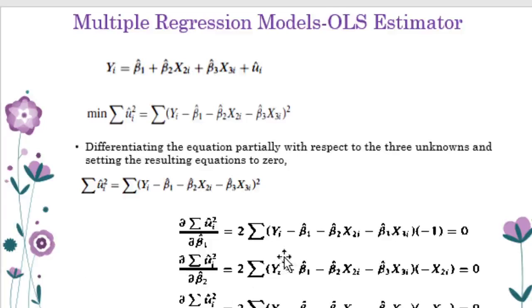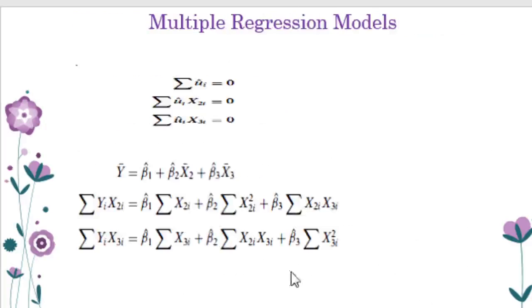These are the three normal equations we can derive from this equation, and it is given here. Here y bar equal to beta 1 cap plus beta 2 cap x2 bar plus beta 3 cap x3 bar is given. This is obtained by dividing the first normal equation. The first normal equation was sigma y equal to n beta 1 cap plus beta 2 cap sigma x2i plus beta 3 cap sigma x3i. Then divide the whole equation by n. The result is y bar equal to beta 1 cap plus beta 2 cap x2 bar plus beta 3 cap x3 bar. From this we can derive the value of beta 1 cap directly, as given here.